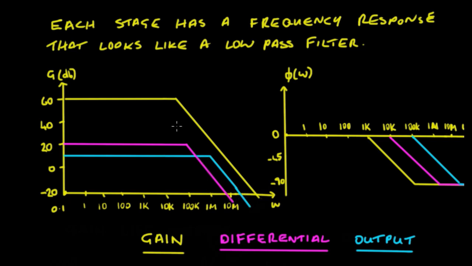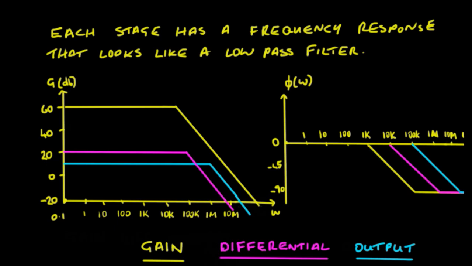So you can see here that each of these stages is going to introduce a 20 dB per decade decrease as the frequency increases, and the phase response is drawn here as well. So we're going to have a low pass phase response here, and the yellow one is the gain, the pink is the differential, the blue is the output stage. So these are the magnitude and phase response for a typical operational amplifier which requires compensation.